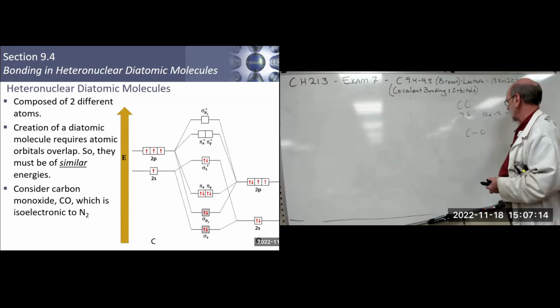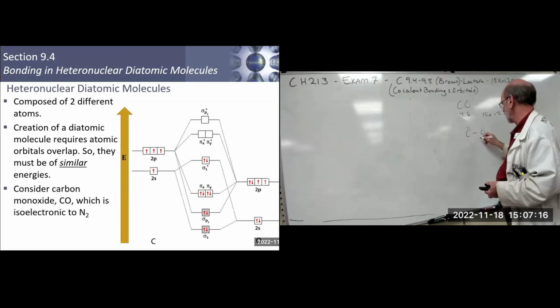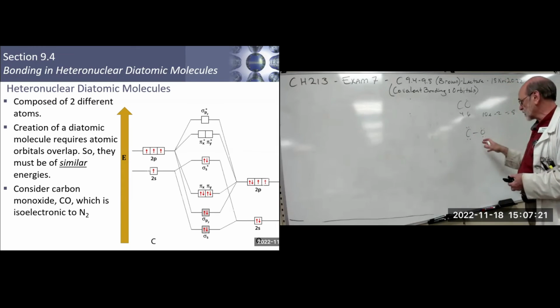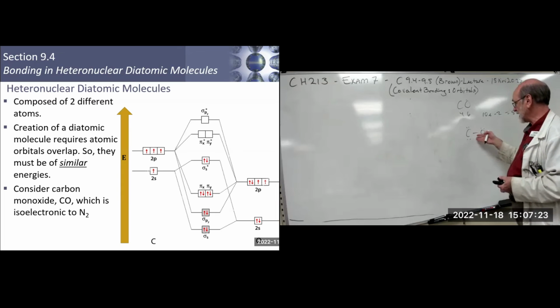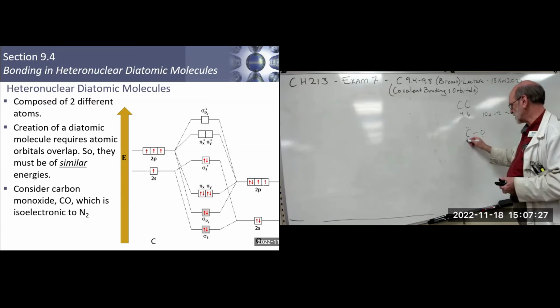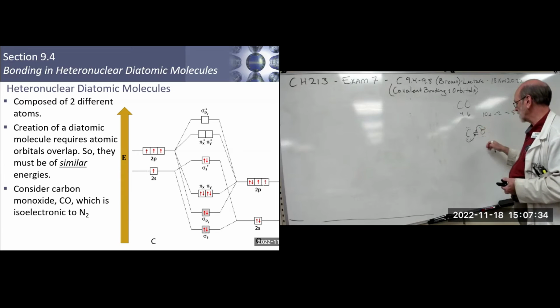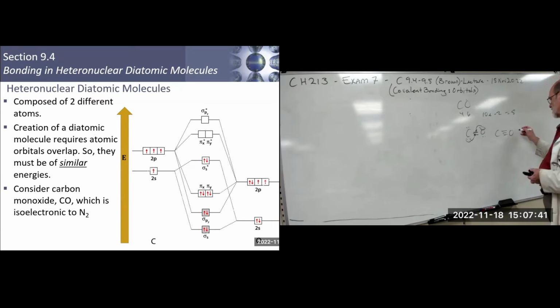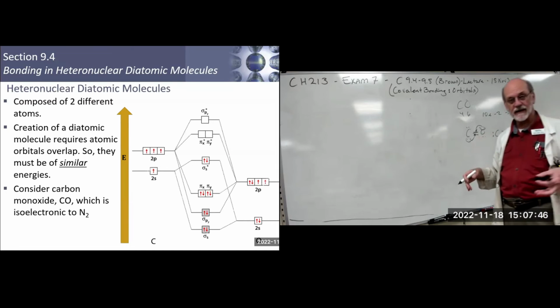That's 1, 2, 3, 4, 5, 6, 7, 8. And in order to make an octet here, we would have to take a pair from there and a pair from here, which would make a triple bond, and that would be 2, 4, 6, 8 on each atom. So this would be our Lewis dot structure for that molecule. Okay, and we could say some things about it.